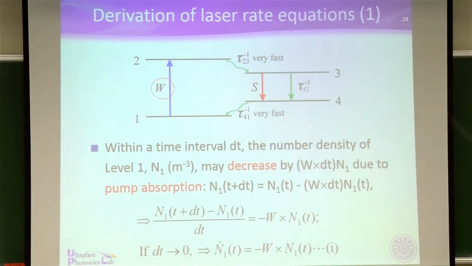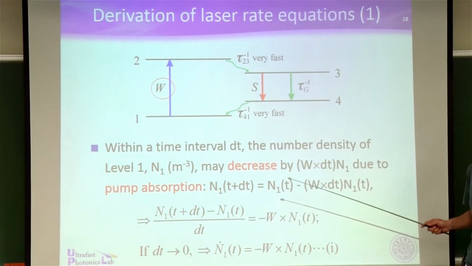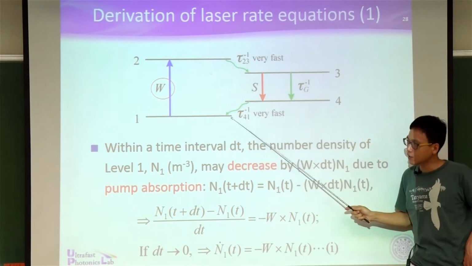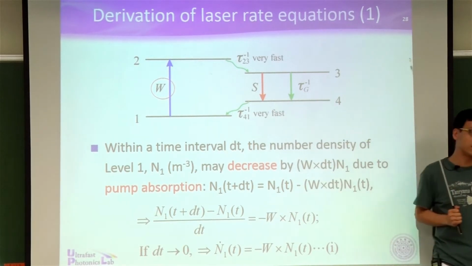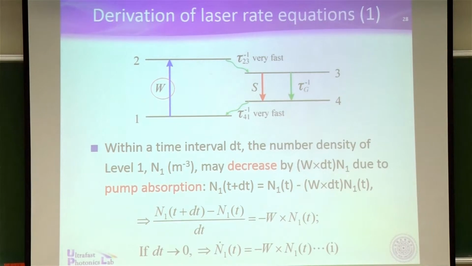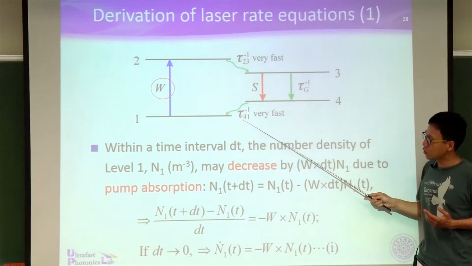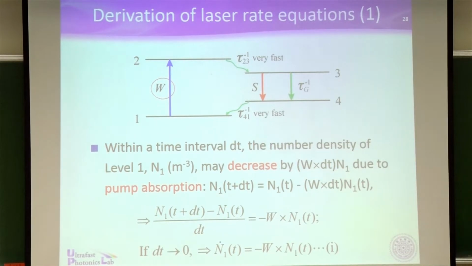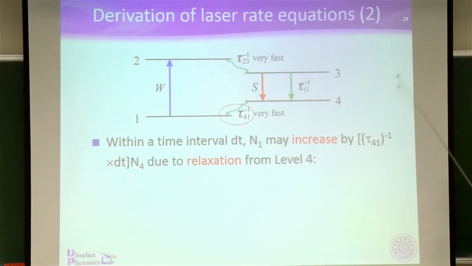Okay? But this equation only takes one mechanism into account, the pump. It's not complete because we have a second mechanism here, not included yet. But you can use the same strategy in deriving the equation due to the relaxation process. Very similar to this one. So in the second mechanism, N1 will increase instead of decrease by this amount due to relaxation from level 4.